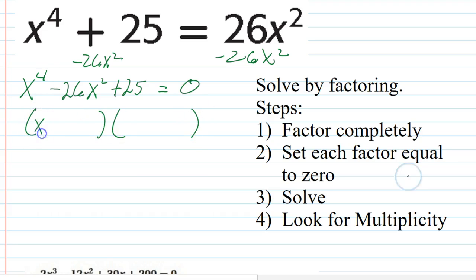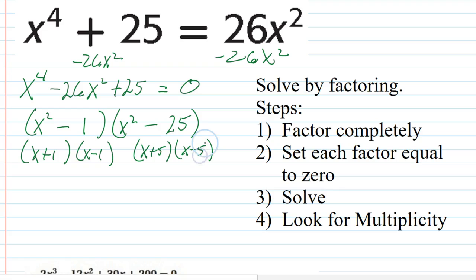The factors of x to the fourth are x squared and x squared. We know it's a negative in the middle but a positive at the end, so they're both negative. And the factors of 25 that are going to add up to 26 are simply 1 and 25. Now, I have a difference of squares in both. X squared minus 1 is going to break into x plus 1 and x minus 1. X squared minus 25 breaks into x plus 5 and x minus 5. You should recognize difference of squares, and you should be able to do them quickly in your head.